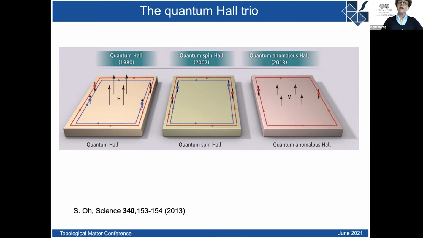And of course, then there is the analog to the quantum anomalous Hall effect, where we have, instead of the external magnetic field, the magnetization. And we would have exchange splitting, and we would not have a pair of edge states, but just one with a certain spin direction. So this would be the quantum version of the anomalous Hall effect.